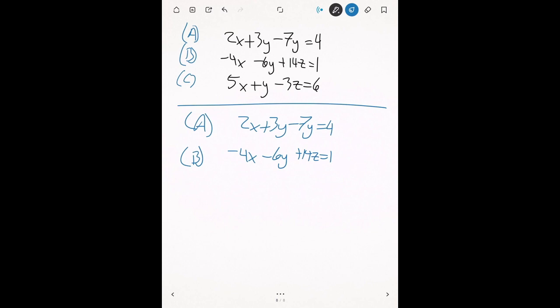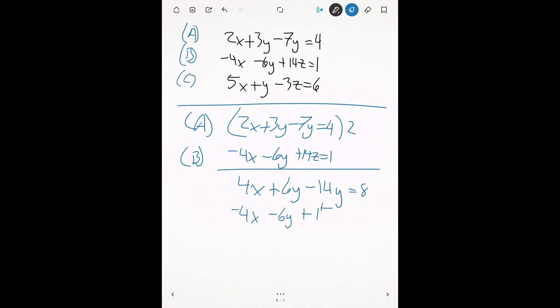I don't know, maybe I'll cancel out the x's. So I'm going to multiply this by 2. Again, it doesn't matter what I cancel out, just pick something, okay? So I multiplied everything by 2 here, and then here I just leave it the same. Oh, that shouldn't be a y, that should be a z, my bad. And this should equal 1. Okay, let's go ahead and add these together, and my x's cancel out, and oh, look, my y's and my z's also cancel out. And I'm left with 0 equals 9.